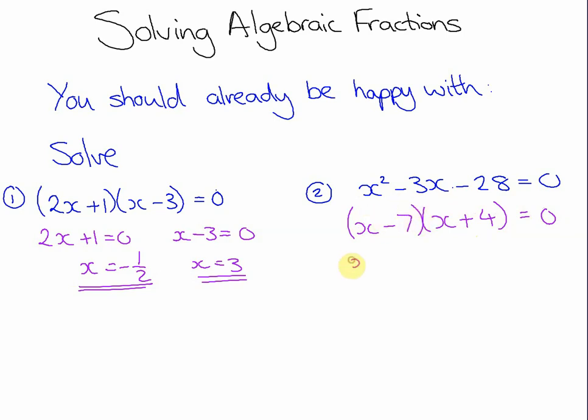If this left hand bracket equals 0, x would have to be 7, and 0 times whatever this is would be 0. For example, if x is 7, you'd have 0 times 11. That is 0. It works. I could also make the second bracket equal to 0, and in that instance x would be minus 4. So that would be 0 times minus 11, and that's 0, so that works too.